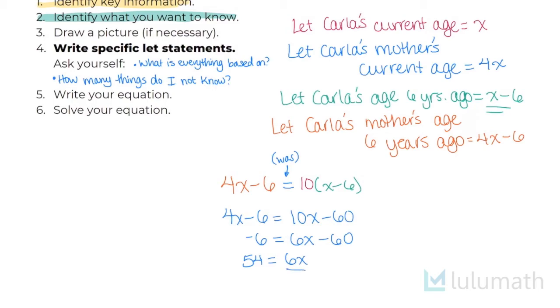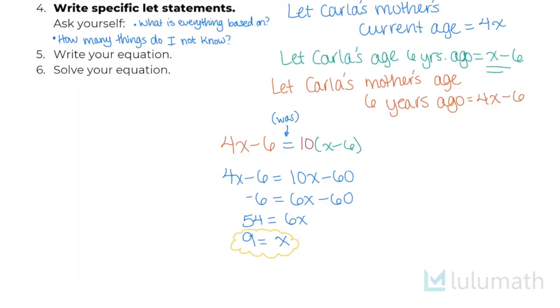Now I need to divide by 6 to get rid of this 6 times x. So when I divide both sides by 6, 54 divided by 6 is 9. So 9 equals x. So I've solved my equation.